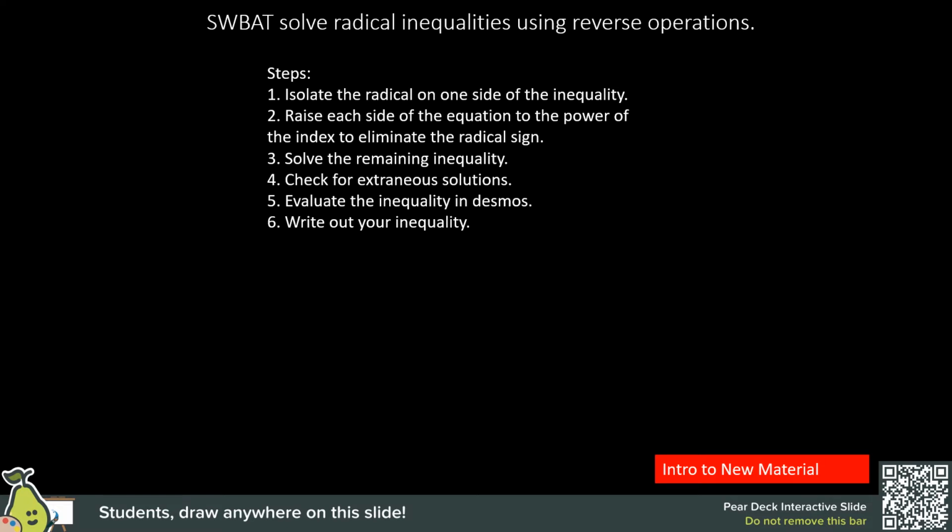We're going to go through a couple of steps here. When we're working with these radical inequalities, we're going to isolate the radical on one side of the inequality. We're going to raise both sides of the inequality to the power of the index to eliminate the radical sign. We then want to solve the remaining inequality. Check for extraneous solutions as well. That is a possibility. And then I do want you all to evaluate the inequality in Desmos and to write out your inequality. So let's go ahead and move on.